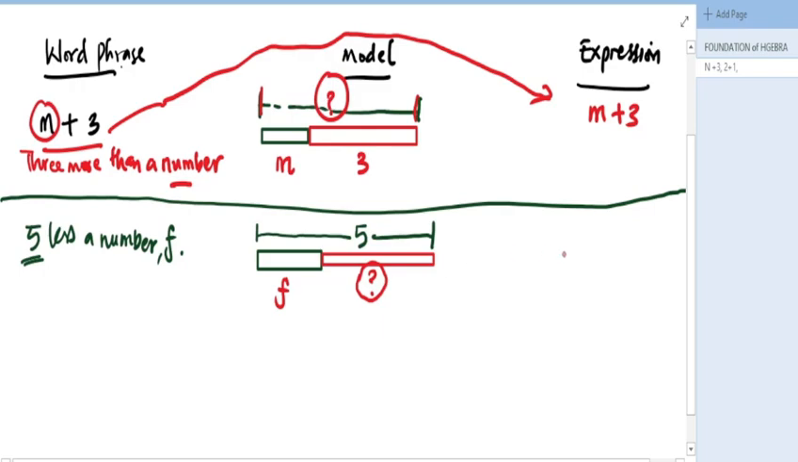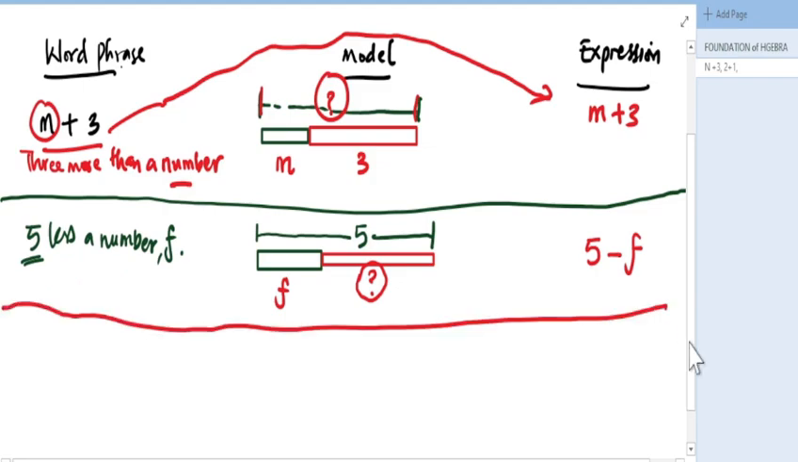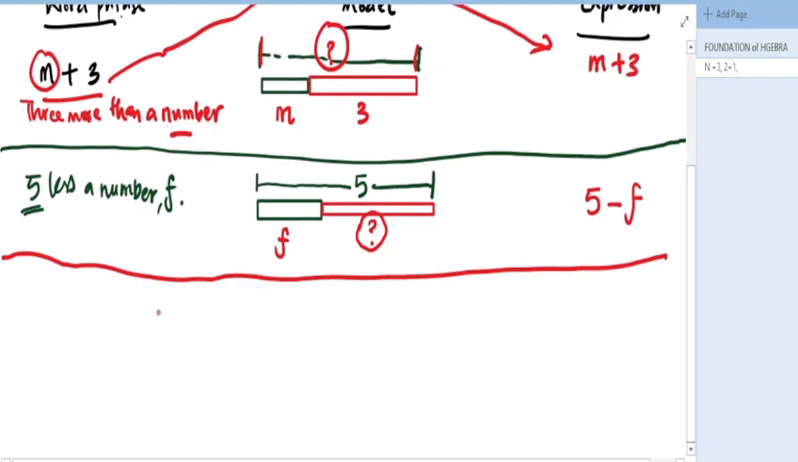So what is going to be the expression here? The expression here is going to be what? 5 minus f. 5 minus f. So this is the word phrase, this is the model, and this is the what? Expression. Word phrase, model, and expression. Now, going forward, let's take another example.